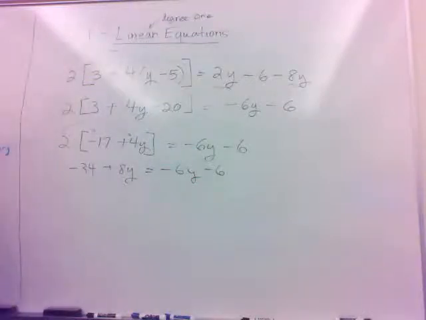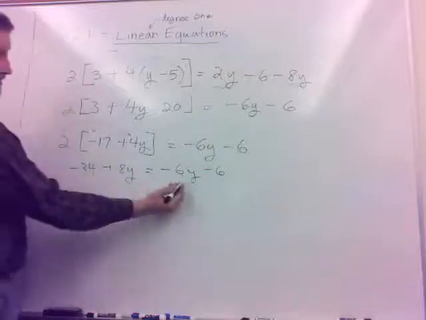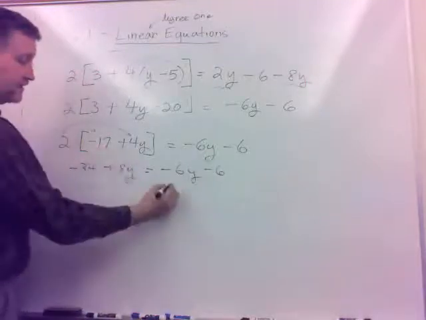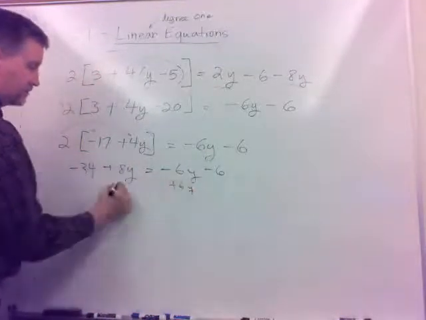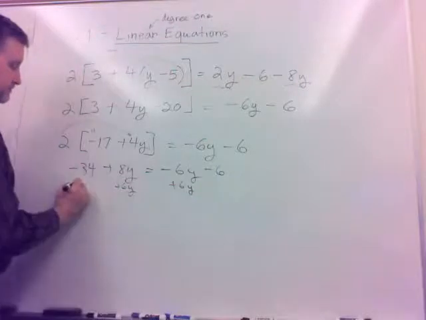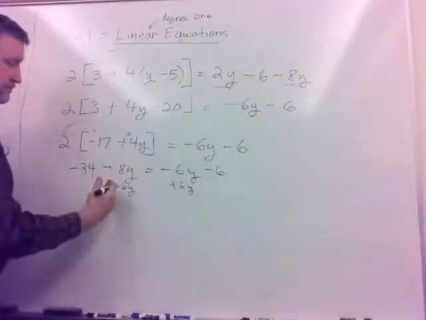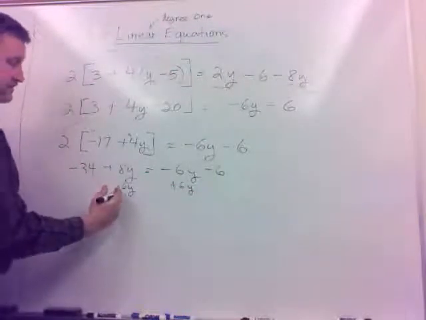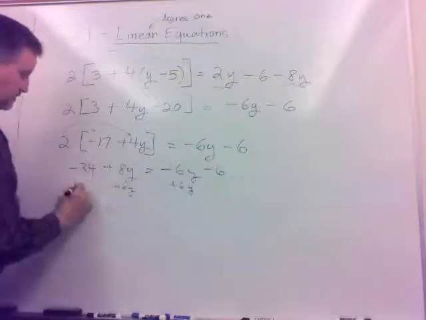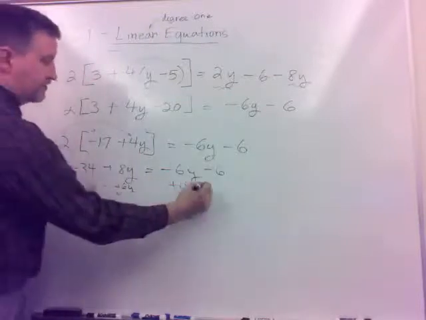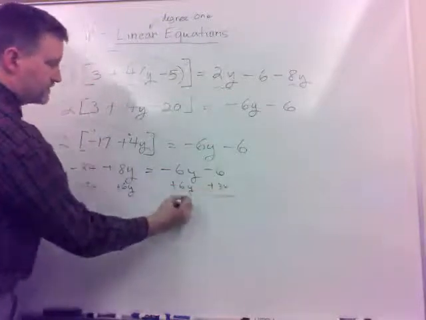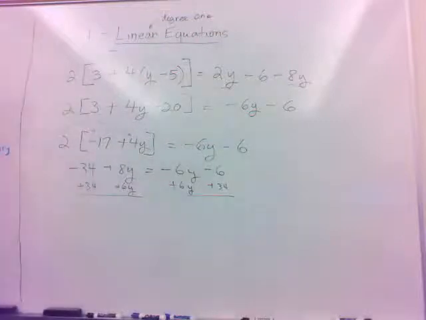Now it's just a matter of getting y on a side by itself, put the y terms together, constants on the other. So I'm going to add the 6y and move the y terms to the left side, constants to the other, so I'm going to go ahead and do that. Add the 34 both sides and see what happens. Well, minus 34 plus 34, that's 0.